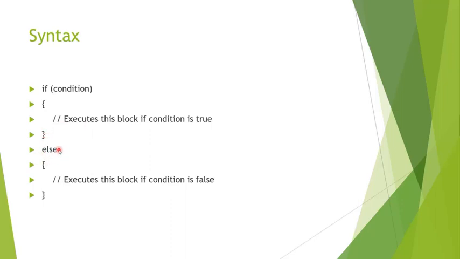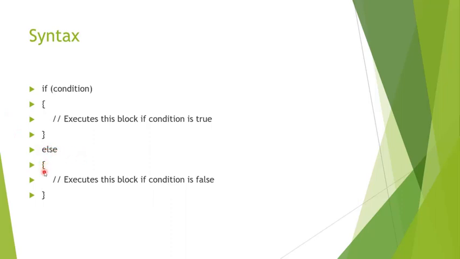In the else condition too, we don't write any condition here. Why? Because this condition is going to evaluate whether the else code is going to execute or not. If this condition is true, this will execute, and if the same condition is false, else will execute. That is why else does not have any condition.